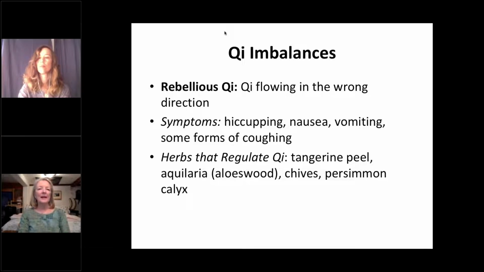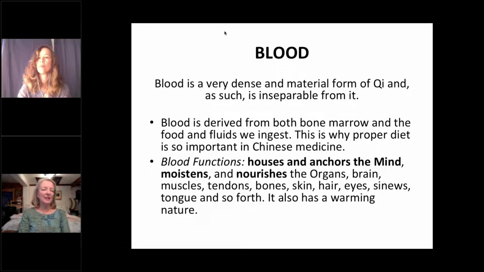Okay, blood. Blood, similar to qi, is immaterial and material, but it's more of a dense immaterial and material form of qi. They're really interconnected and interlinked, qi and blood. Qi moves blood, but blood nourishes and moistens qi. So they work together. Blood comes from bone marrow and, of course, from the food and fluids we ingest. So the blood functions. The blood houses and anchors the mind, which is in the heart. And we'll really get into that on Thursday.